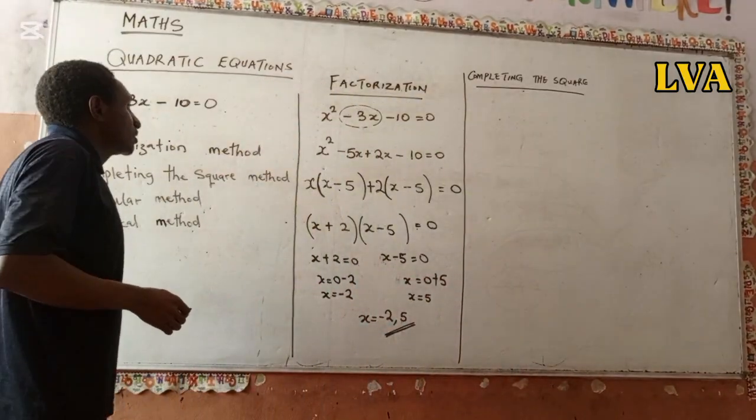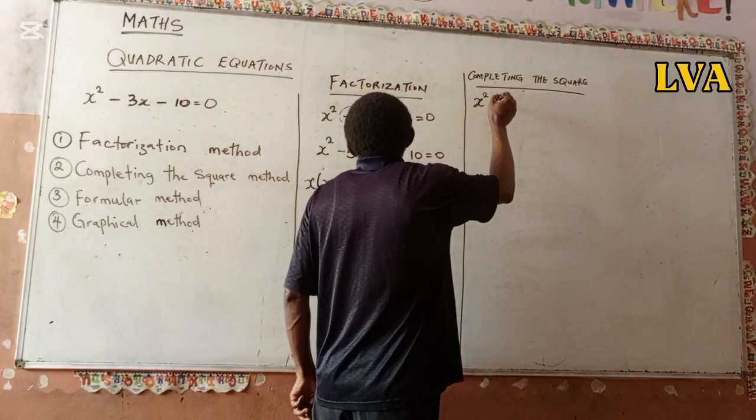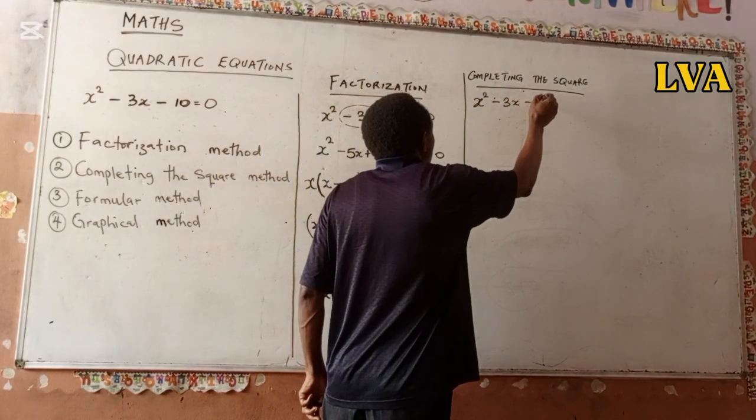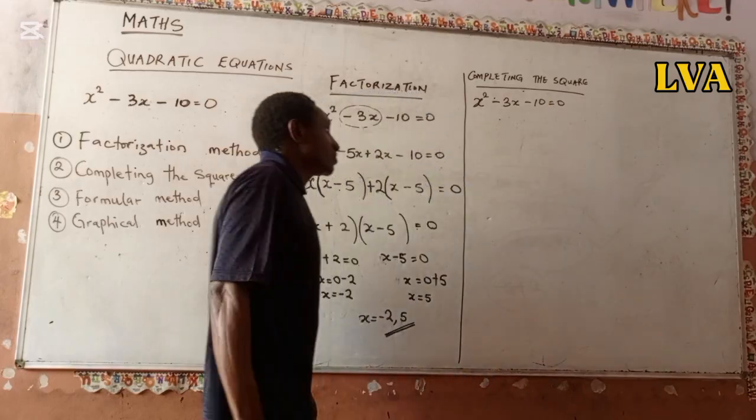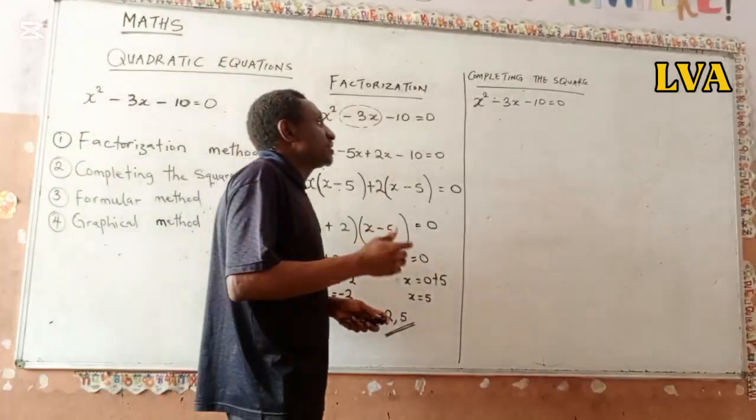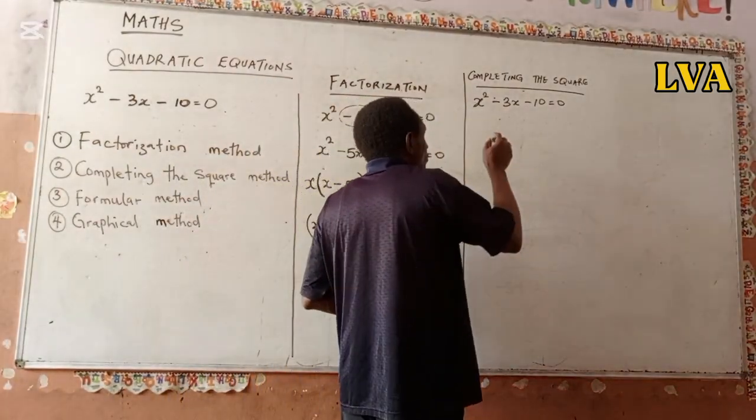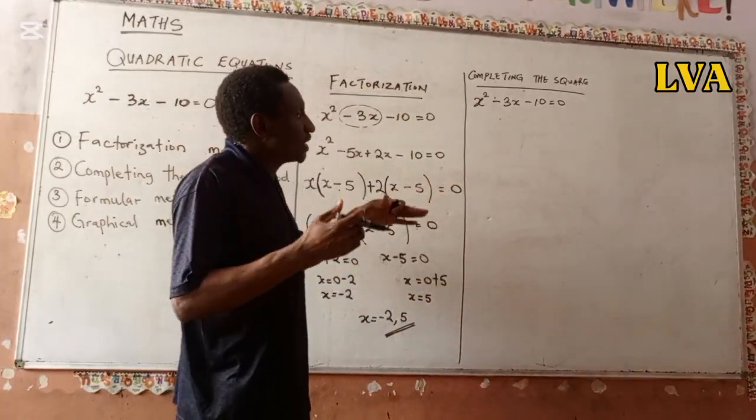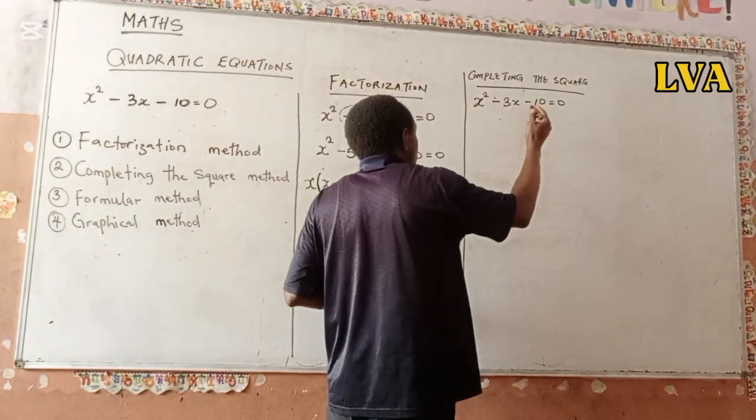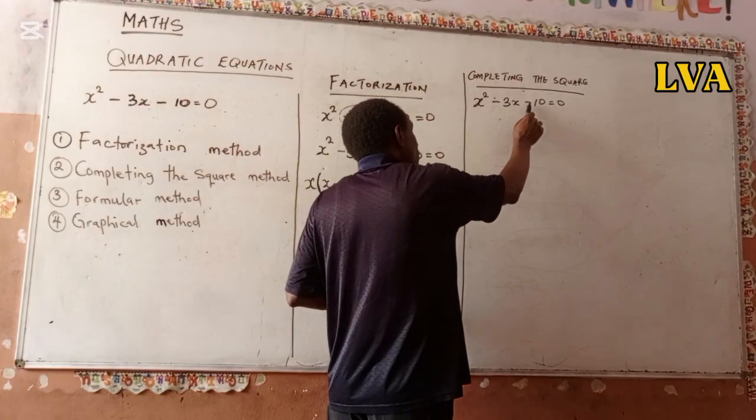Now, let's write out that same equation, which is x squared minus 3x minus 10 equals 0. I want to solve it using the completing the square method. Now, in completing the square method, the constant goes over to the other side. The terms that have x stay on one side. The term without x goes to the other side. So you can see you have x squared, you have minus 3x, and you have minus 10.